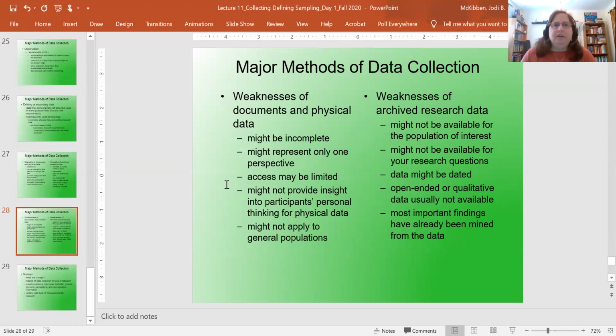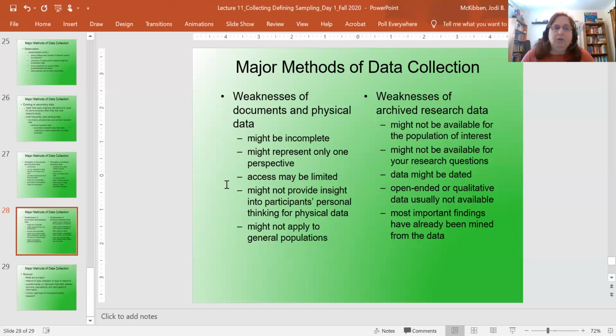Now let's talk about some of the weaknesses. Weaknesses of documents and physical data, well, they might be incomplete and might only represent one perspective. Also, getting access can be a problem. It's not necessarily easy to get access to, let's say, medical records. And it might not provide insight into participants' personal thinking or anything like that. It's just sort of the facts that are lying there. And it might not apply to general populations.